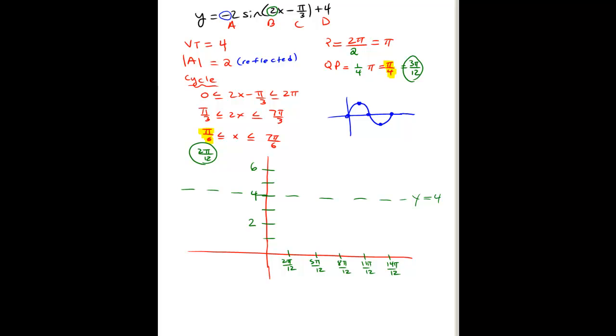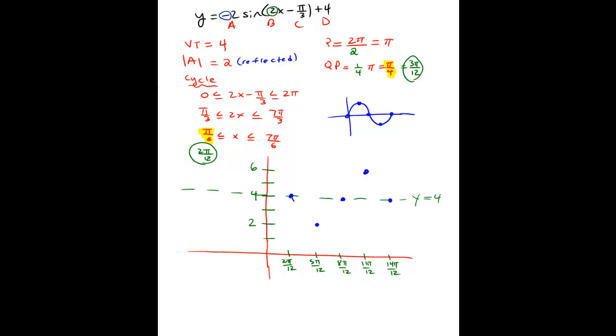Well, the first point is 2 pi over 12. I know that the first point should always start on the axis. The axis in this case is 4. We moved it up. So I'm going to start here on 4. At the second point, it should be at the top of the cycle. But now, since it's reflected, I'm at the bottom of the cycle. So in this case, instead of being at positive 6, now it's at positive 2. At 8 pi over 12, we're back on the axis. At 11 pi over 12, we should be at the bottom of the curve, but now we're at the top of the curve. And then at 14 pi over 12, we're back at the axis again.